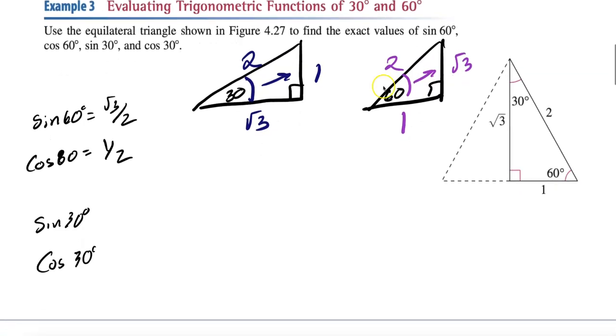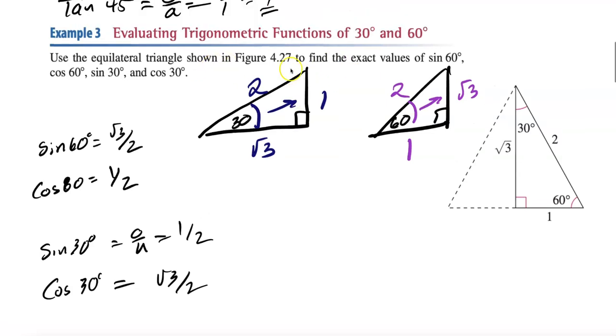Sine of 30, well, here's my 30-degree triangle, right? Sine is opposite over hypotenuse again. So opposite would be this one over hypotenuse. And then cosine 30, SOHCAHTOA, adjacent over hypotenuse. And that's how we're going to do 30, 60, 90 triangles.